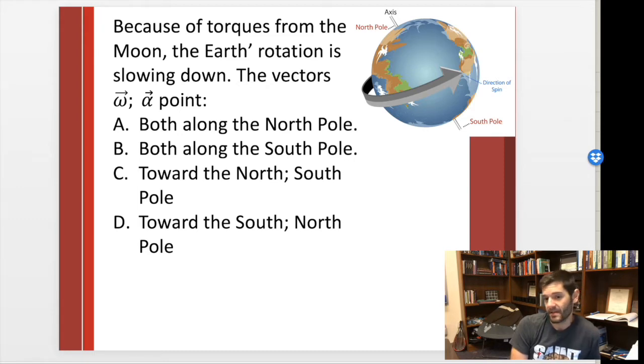So in this case, based on how the Earth is drawn on the screen, if I have my fingers curl around in the same direction as that gray arrow is pointing, then my thumb seems to be pointing towards the North Pole. So I would say that omega points towards the North Pole. And therefore, if it is slowing down, alpha must point in the opposite direction, towards the South Pole.